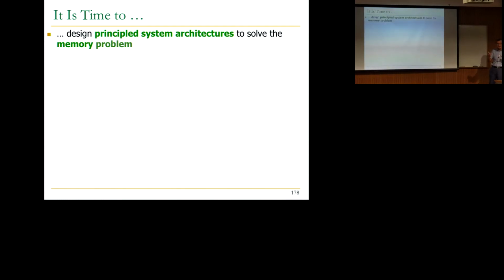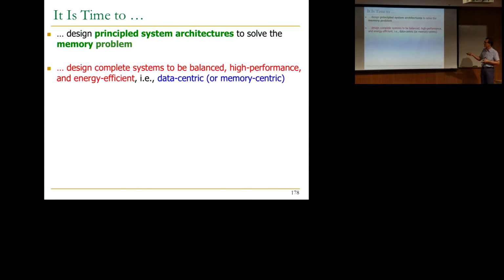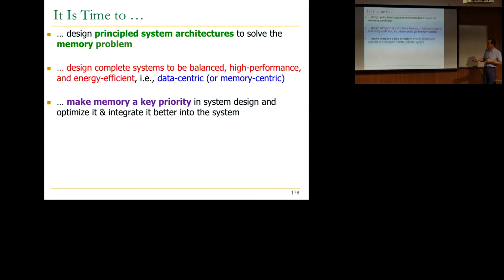I'll conclude in a very similar way to yesterday. Basically, we need some principled system architectures to solve the memory problem. And this is what I said yesterday. But I think this is what I didn't say, maybe making memory a key priority in system design and optimizing it and integrating it better into the system.